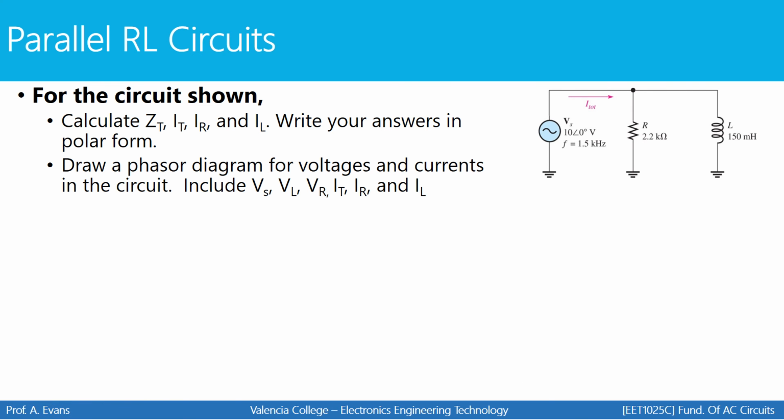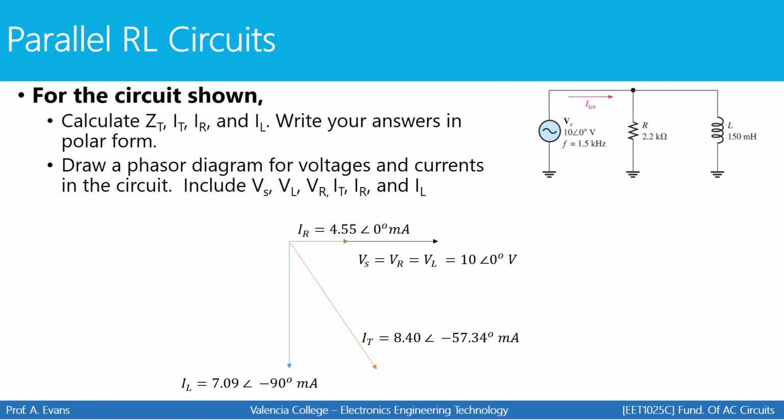And finally, we're going to draw the phasor diagram. So first, here are my voltages. The source, the resistor, and the inductor all have the same voltage, 10 at an angle of 0 degrees. That's the black vector. Then we have our resistor current, which is in phase with the source. That's what we expected to happen. We have our inductor current, which lags by 90 degrees. Also what we expected to happen based on the relationships provided.